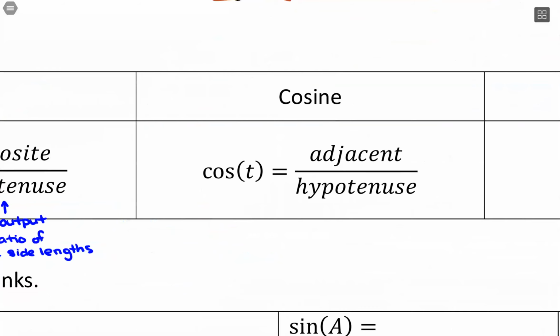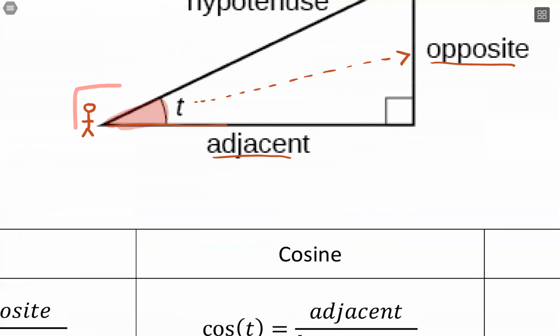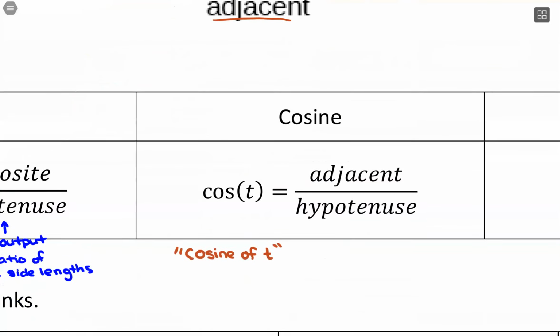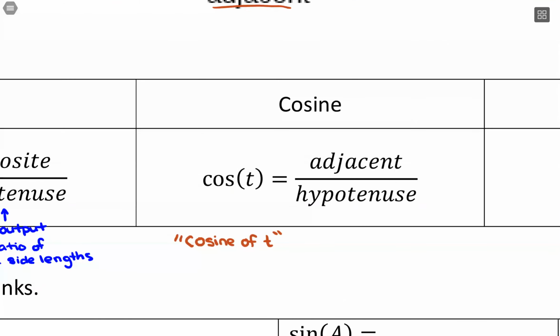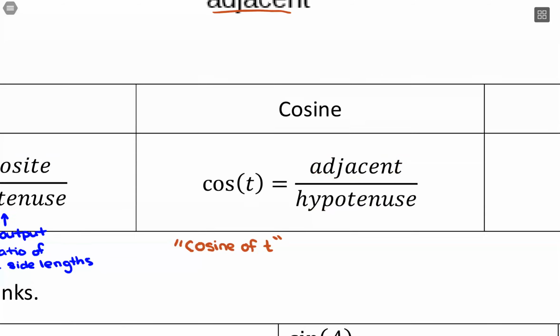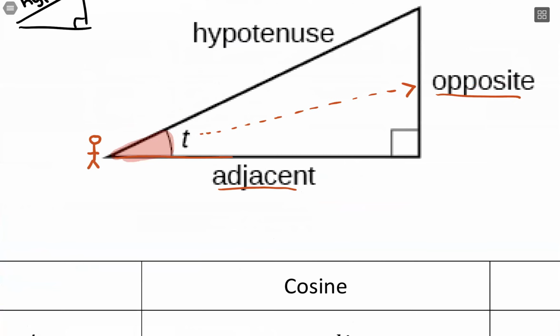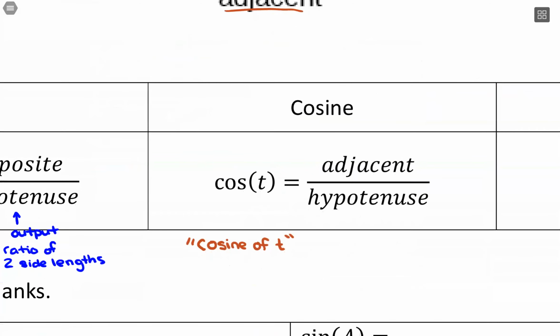Cosine. Again, I would read this as cosine of t. What's really changing here is the name of our function, which means we're using a different function. It operates similarly to sine in that we have this input of an angle. So if I go to my triangle, I'm still standing right there. What changes is that by changing the name of the function to cosine, now I take the adjacent side length divided by the hypotenuse. So it changes the pairing of side lengths that we're going to use.